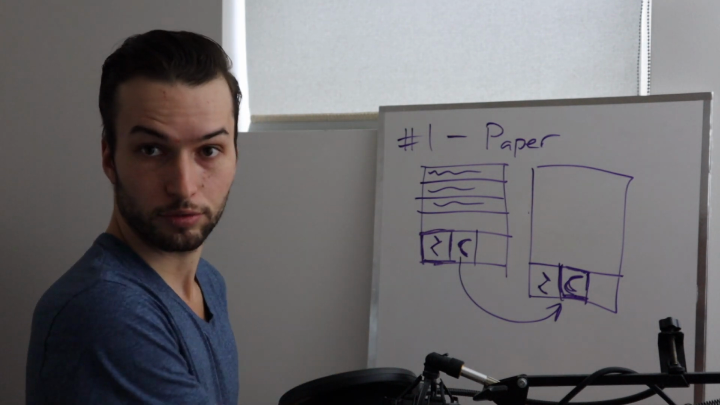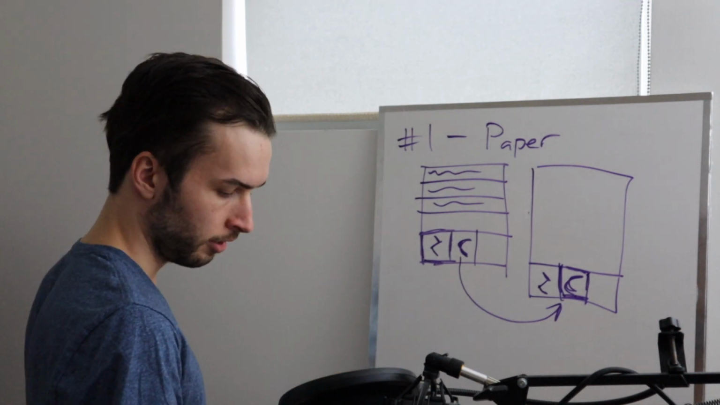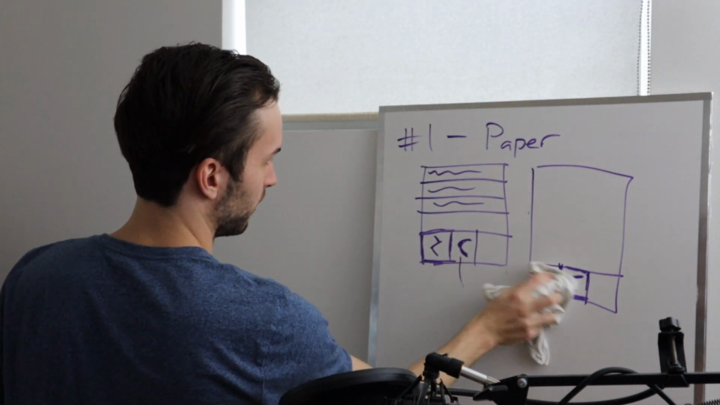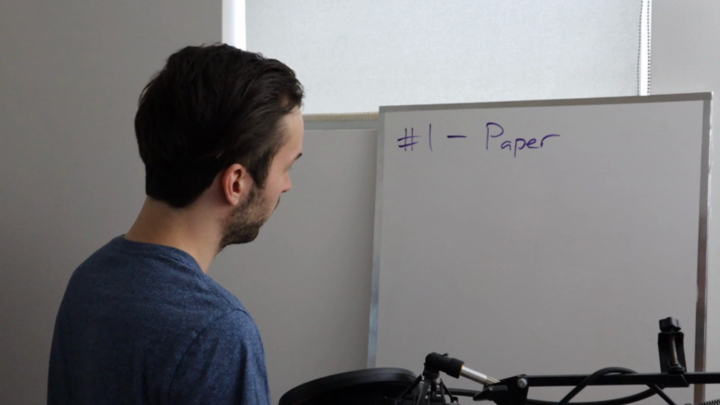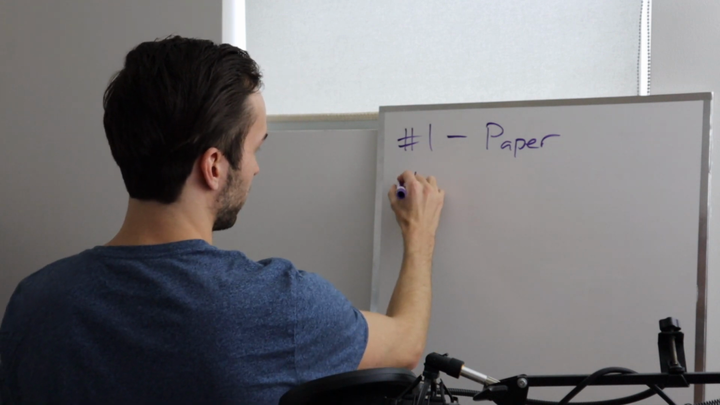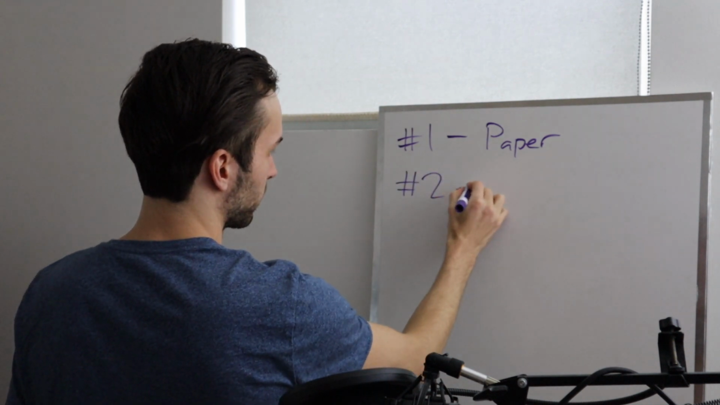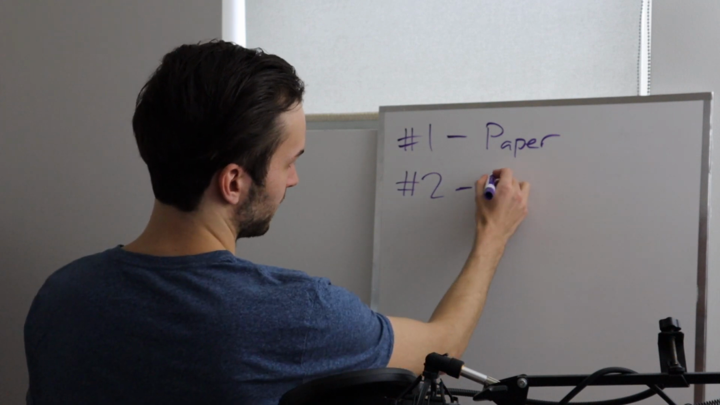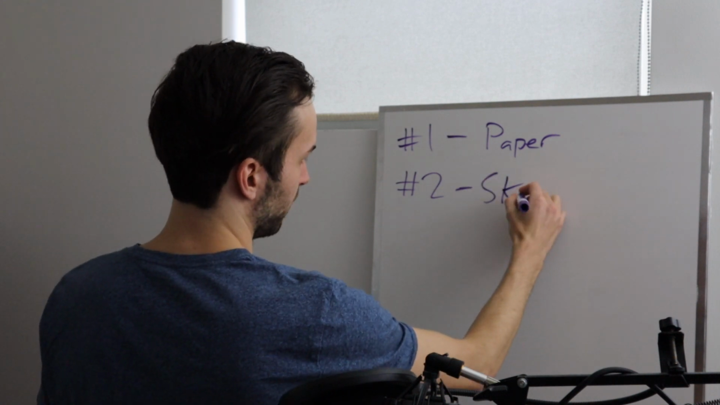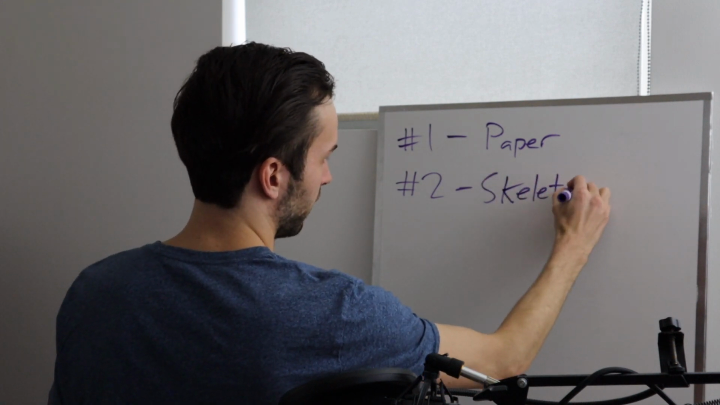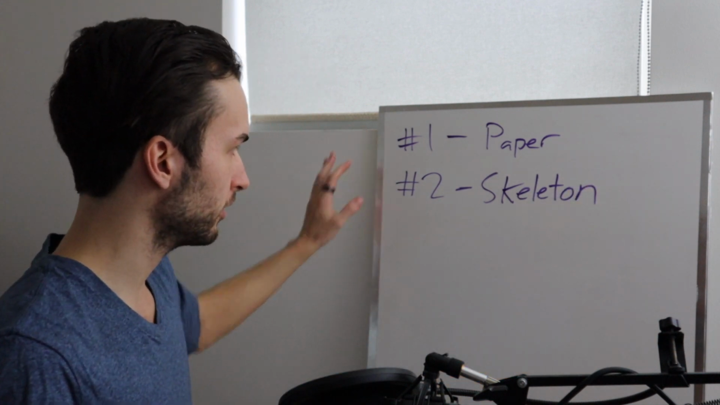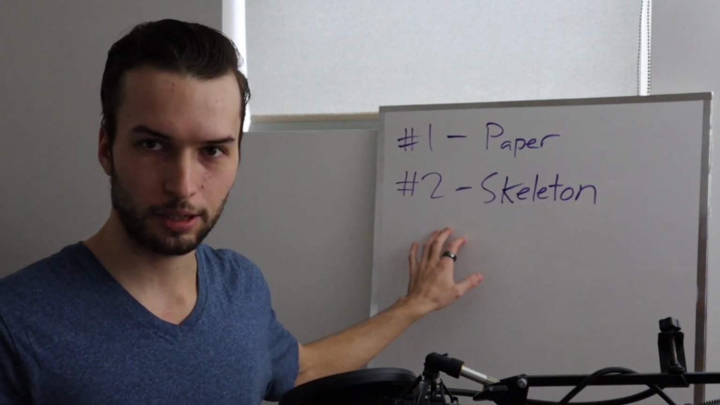And let's see if I have room. I don't really have room. So let's erase this. Okay, step number two. I'm going to call this the skeleton prototype. Okay, and there are only two steps in my prototyping process. This is my own process, by the way.